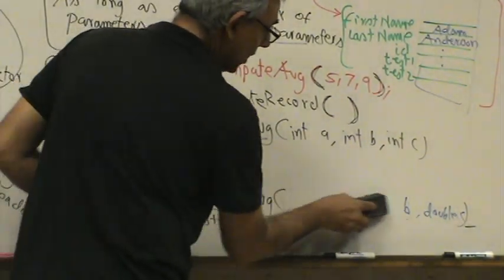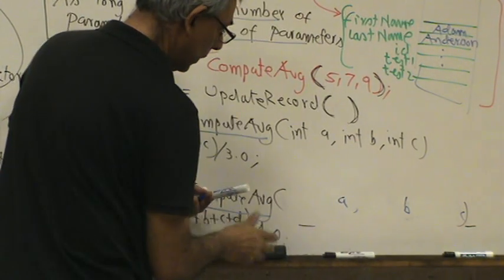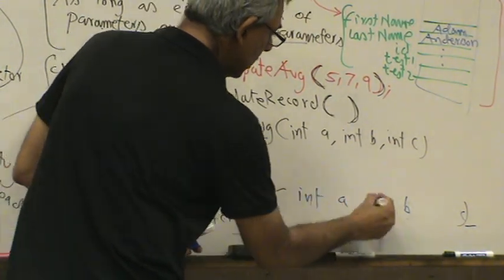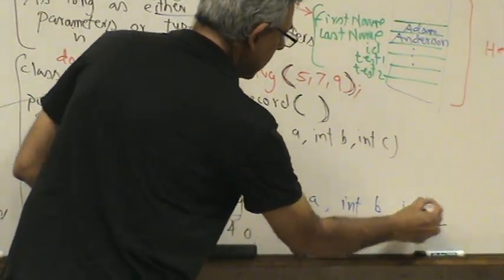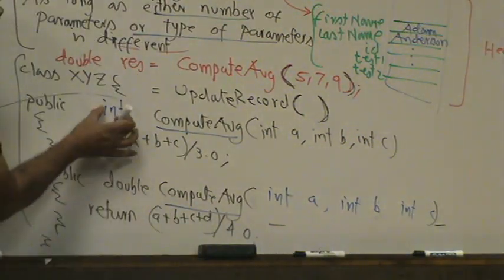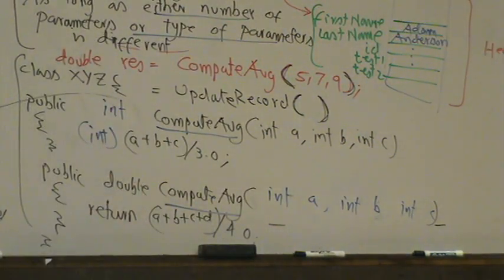Let me change this to now int. So this is returning an int, this is returning a double. So is it legal or not legal? Can we overload it this way, or can we not overload it this way? We can't.